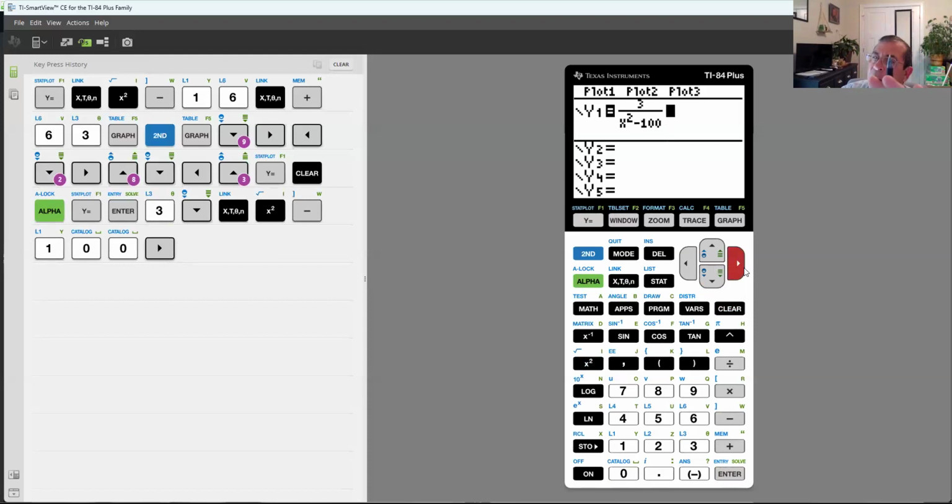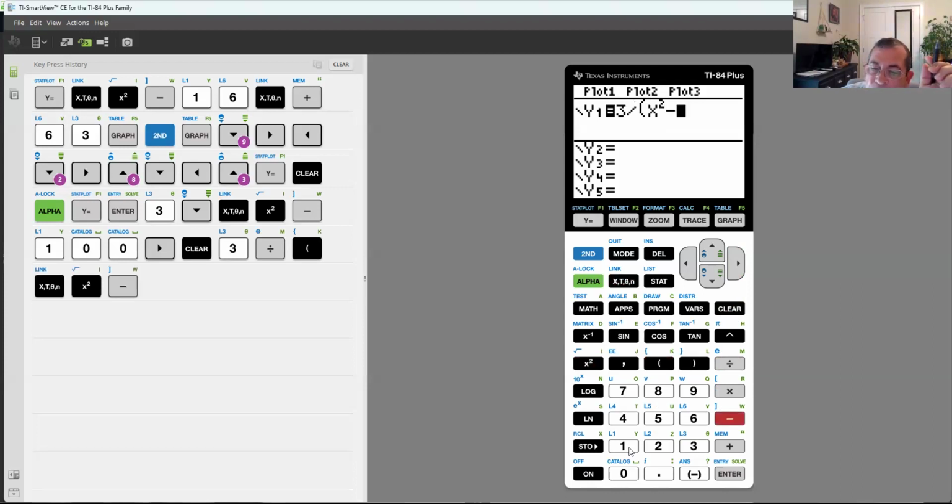Okay? Y'all, that is one way to do this. The other way, if you don't have the alpha y equals that gives you the fraction notation, you got to do it like this: 3 divided by parentheses x squared minus 100. If you use parentheses around the bottom, it will give you the right fraction, and it will treat this as 3 divided by the x squared minus 100, okay?